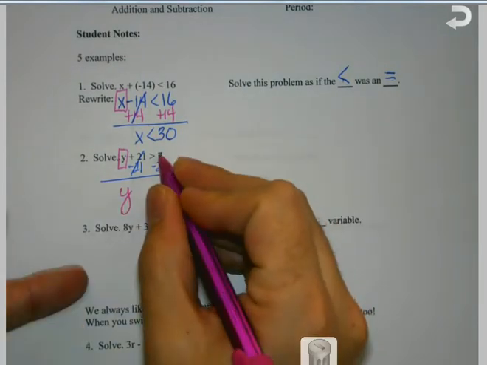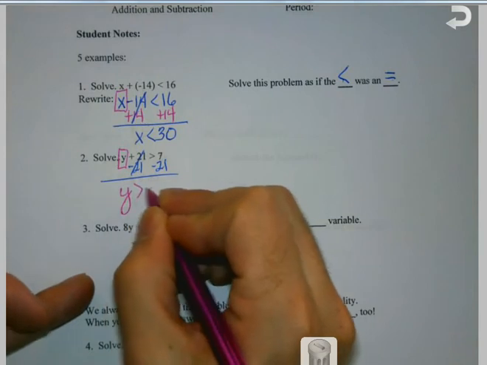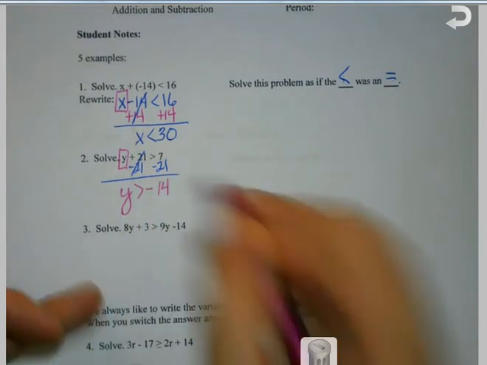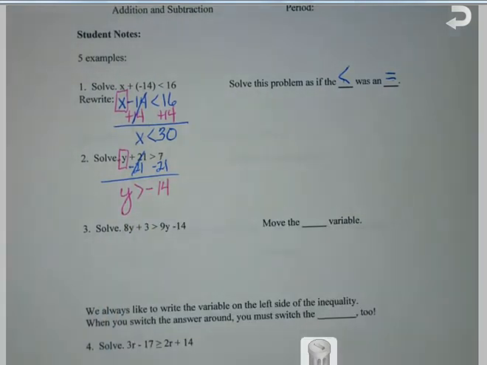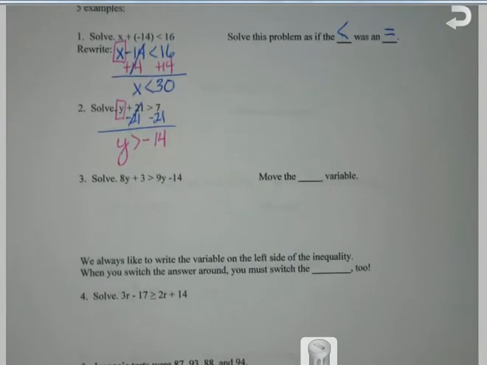Think about it this way. I got $7. Ooh, I just spent 21. Well, I know I'm in the hole. I'm in the hole 14 bucks. Because again, I just subtract that and keep my sign. Ooh. But they can get a little more complex here and there.